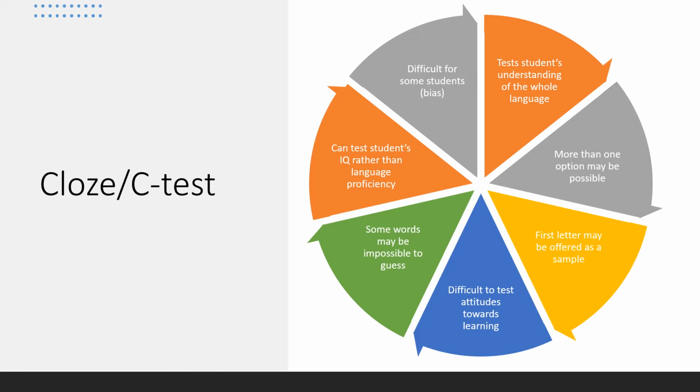Some words may be impossible to guess, and this cloze test can test students' IQ rather than language proficiency because they look at the contextual clue and they pick up the idea and answer. So it is not based on referring to grammar rules that they would answer or provide the answer for the blank. And it can be quite biased because it may be difficult for some students, especially if they are lower in proficiency.